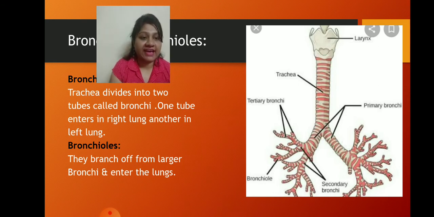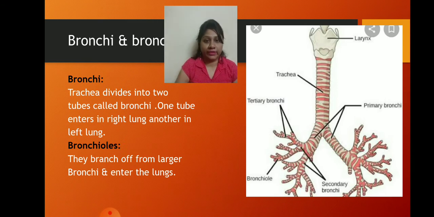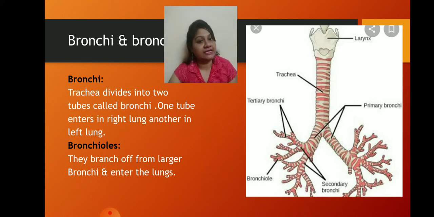The trachea is divided into two parts, that is the bronchi, B-R-O-N-C-H-I, bronchi. Trachea divides into two tubes, that is called bronchi. One enters into the right side of the lungs and another enters into the left side of the lungs. I repeat once again, in the picture you can see the trachea, T-R-A-C-H-E-A, trachea or windpipe. Trachea or windpipe divides into two tubes, that is called bronchi.